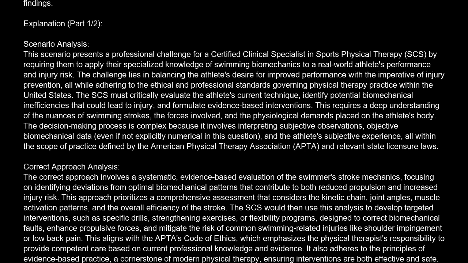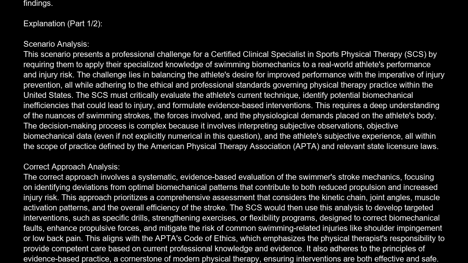The SCS must critically evaluate the athlete's current technique, identify potential biomechanical inefficiencies that could lead to injury, and formulate evidence-based interventions. This requires a deep understanding of the nuances of swimming strokes, the forces involved, and the physiological demands placed on the athlete's body.